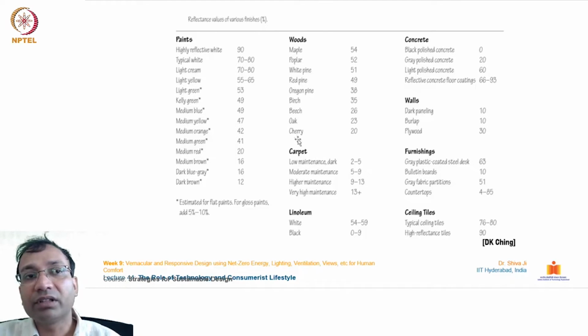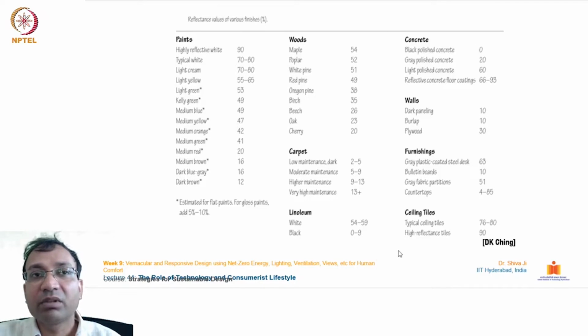Further we have wood. In wood, from cherry to maple, you can see a range from 20 to 54% of reflectance. Similarly, we have other materials such as carpets, linoleum, concrete, walls, furnishings, and ceiling tiles. You can see these highly reflective tiles which are installed on roofing systems to minimize the heat load on the top floors. They come in a range of 90% reflectance, which is quite considerable.